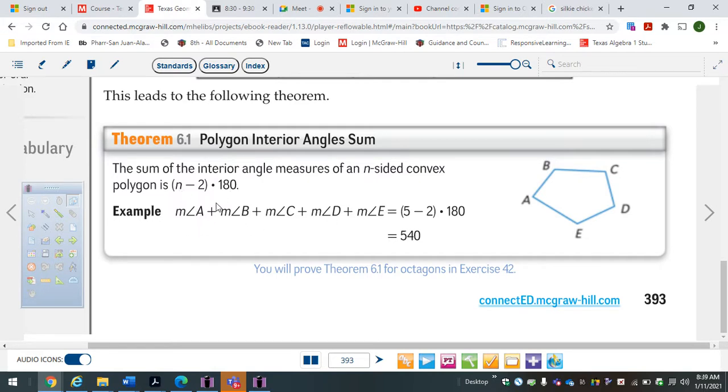So in this situation, I had 1, 2, 3, 4, 5, a 5-sided shape. That's a pentagon, right? 5 minus 2 gives me 3, times 180, which is 540 degrees in all. Do me a favor, copy this down real quick.